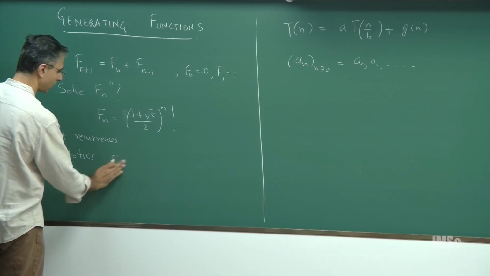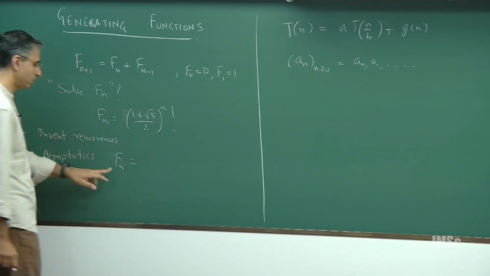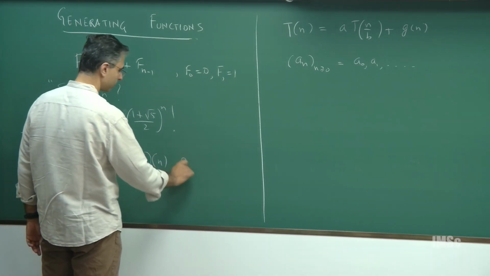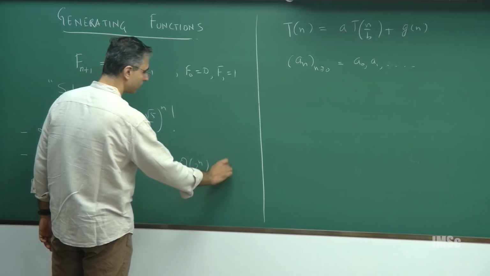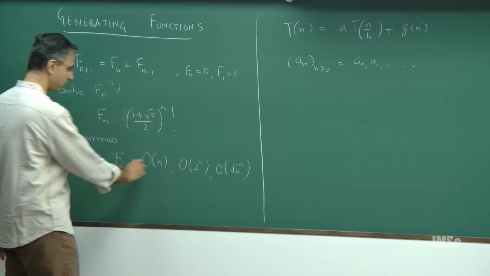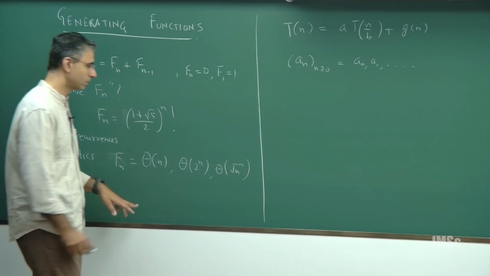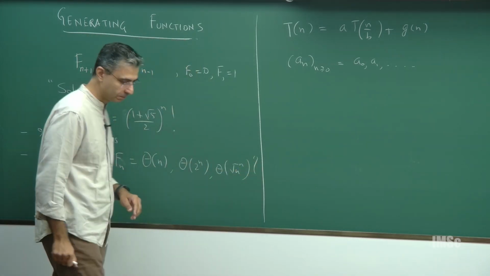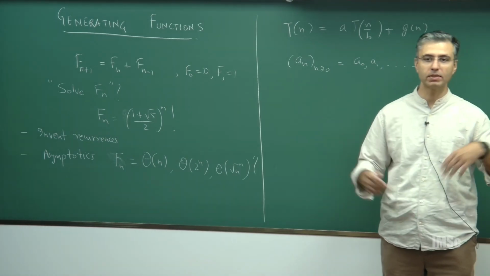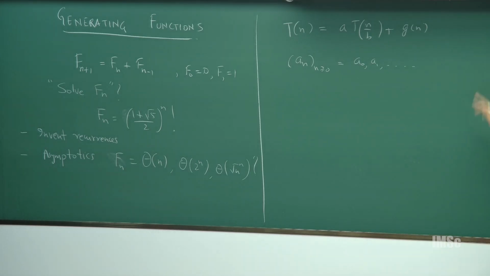So, like, how large is this number? Is this order of n? Is this order of 2 raised to n? Is this order of square root n raised to n? Or maybe theta of these, right. So, what is asymptotics? You want to study the growth of your numbers, the behavior of your numbers as you go larger and larger in the sequence, right.